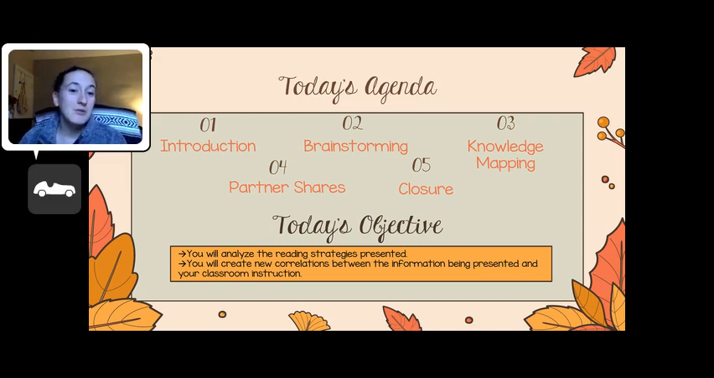So today we're going to start with the introduction. We're going to move into brainstorming, talk about knowledge mapping, talk about partner shares, then we'll have a quick closure. The objectives for today are you will analyze the reading strategies presented, and you will create new correlations between the information being presented and your classroom instruction. So really the goal of today is to think about how you can apply these reading strategies to your everyday teaching.